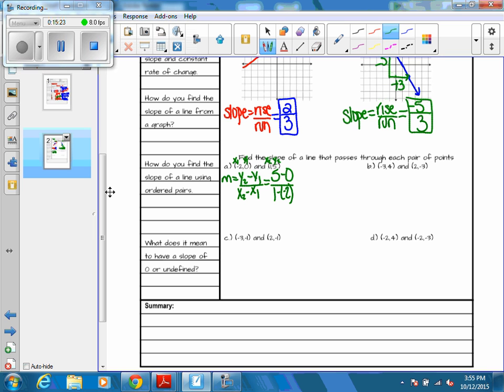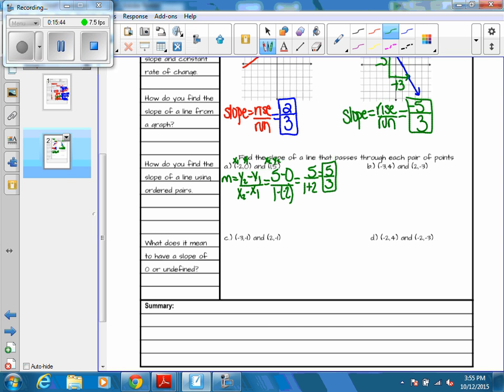So this is easy. From here, we can just simplify this. I have 5 minus 0 is 5 over 1 plus 2, which is 3. So that means that my slope is going to be 5/3. Okay? Slope is going to be 5/3.